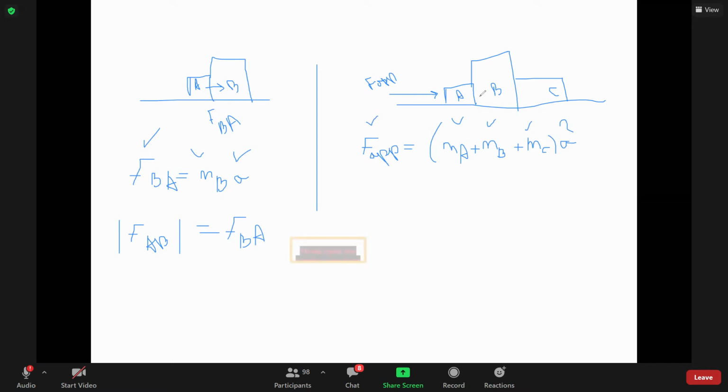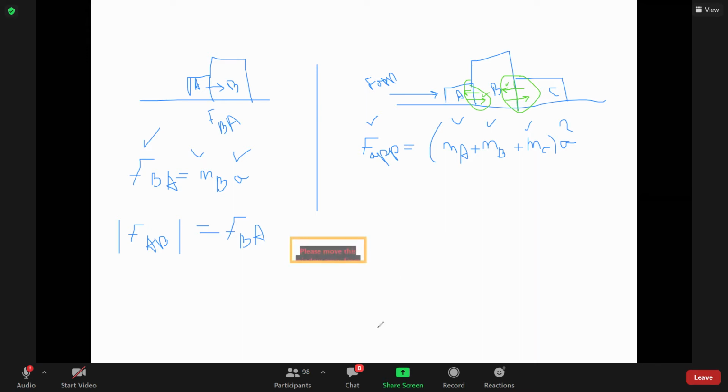What are the forces on A? A is affected by this force, but A is also affecting B on this side. Now, how about this contact here? There is a force from C on B, and there is a force from B on C. Those two are equal, and those two are equal. Now, you see the difficulty. If I ask you to find the forces on B, you need to have knowledge about this force and this force, which is difficult.